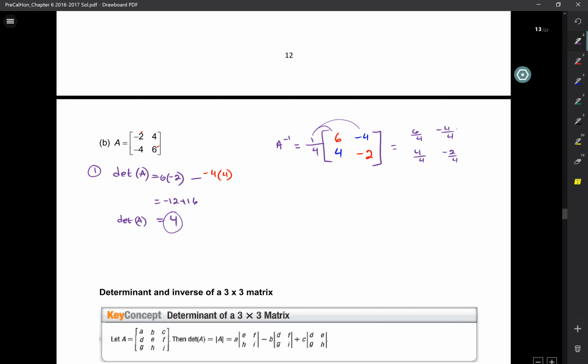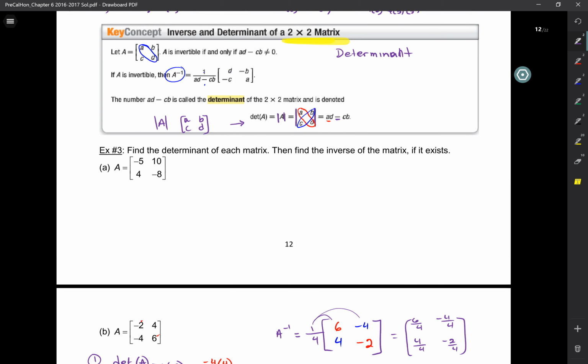So everybody gets a 1 over 4, meaning this is 6 over 4, negative 4 over 4, 4 over 4, negative 2 over 4. How much of these intermediate steps do you have to do? Well, you could totally skip that last one. All right, I'm just showing it to you for illustration. So this is 3 over 2, negative 1, 1, negative a half. And look at that. That's your inverse matrix.